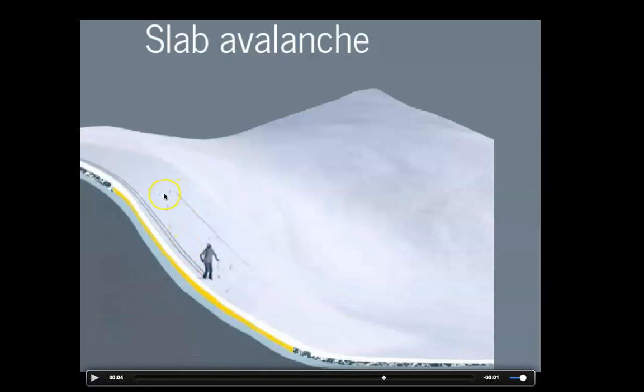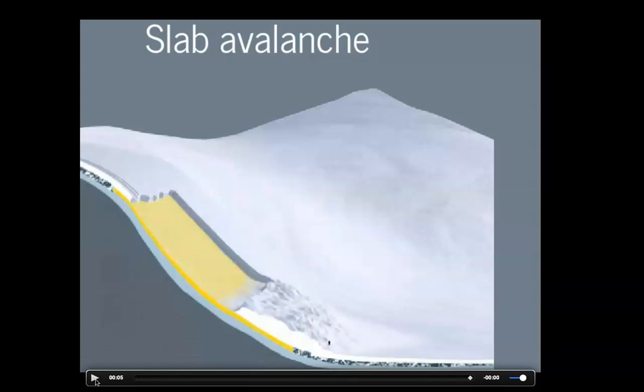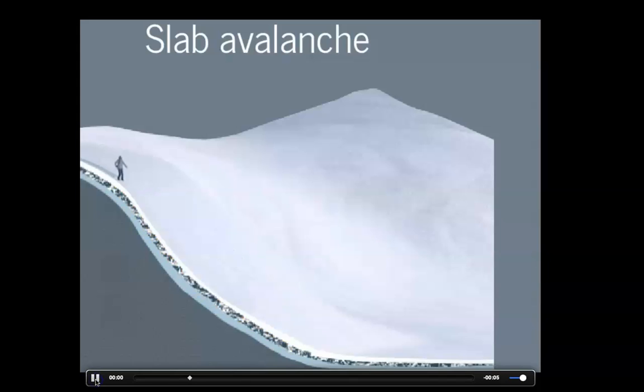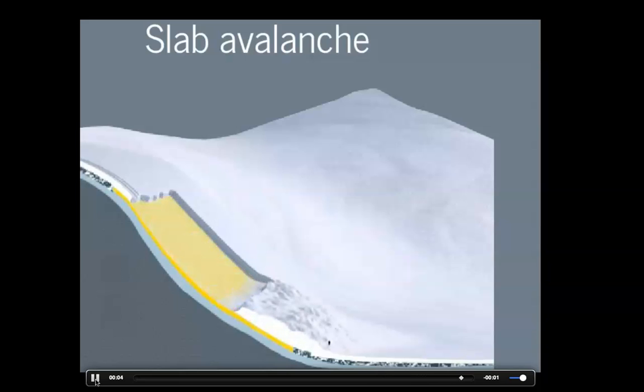Now you'll notice these cracks around the skier. These cracks are called fractures. And avalanche. So those are the three components necessary to create a slab avalanche. You need failure, propagation, and fracture. Without those three components, you don't have an avalanche.